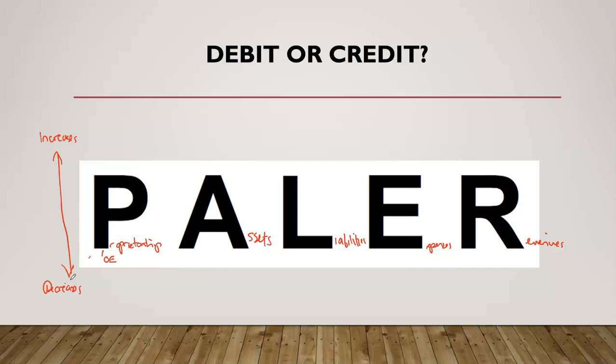Now, remember the one that I asked you to remember, just one. The only one I asked you to remember was if an asset goes up, so an increase, it is a debit. That means an asset going down must be a credit. And if I can remember that, all I need to do is fill in the pattern of debits, credits, just going one after the other.